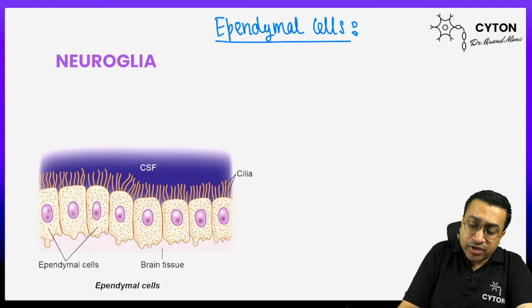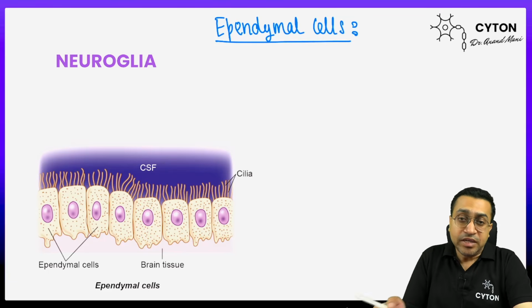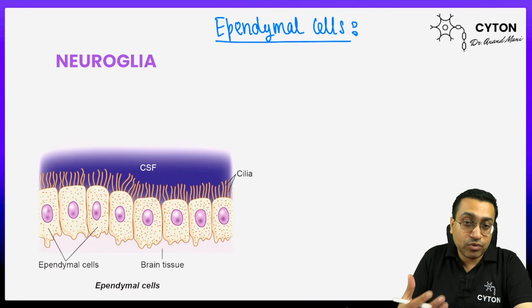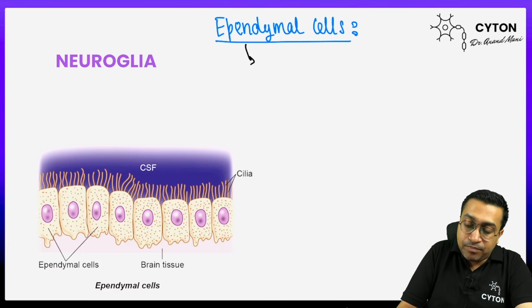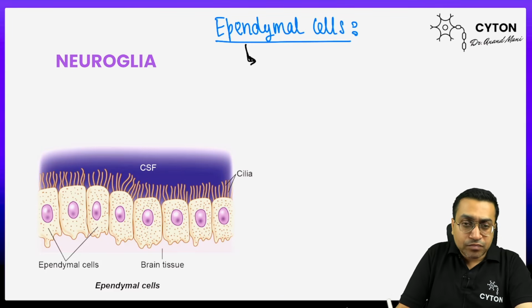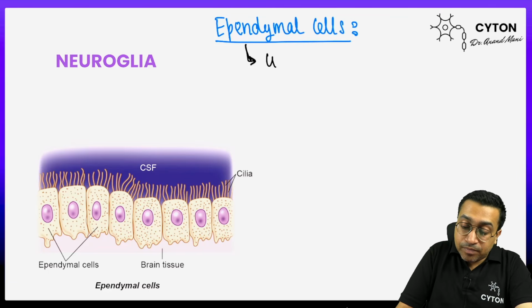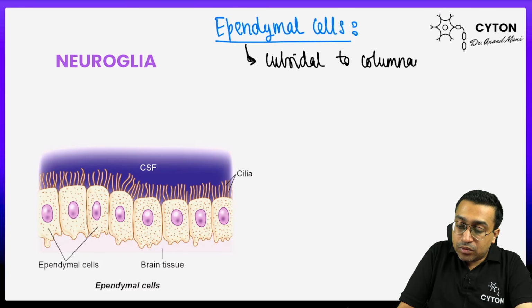Now you might be wondering why these ependymal cells are needed. They are very important because they are the ones which help to produce the CSF. Okay, so please write ependymal cells. They can be cuboidal to columnar in shape, and they are arranged in a single layer.